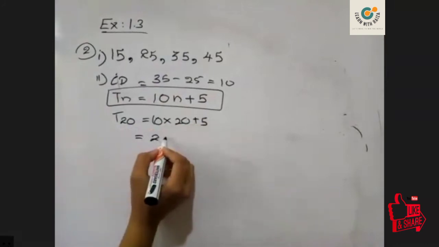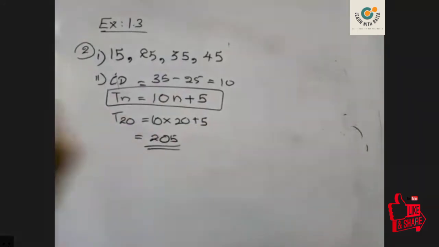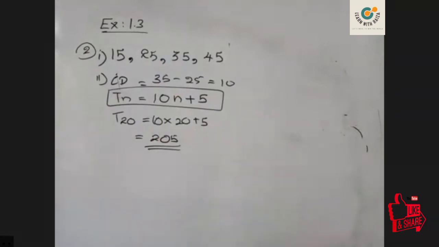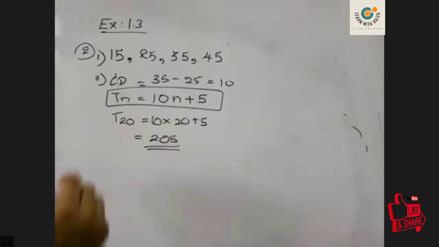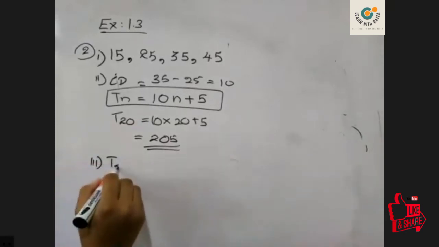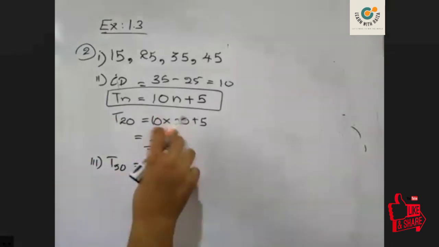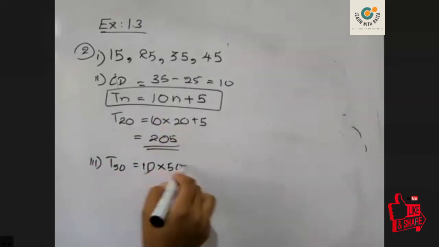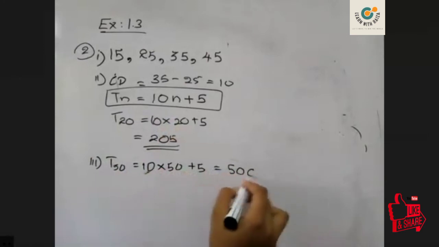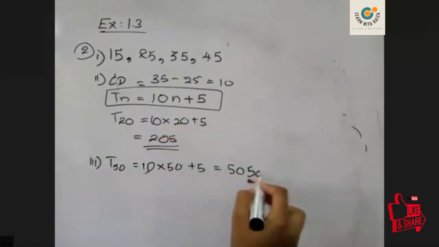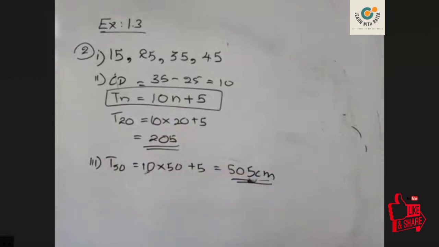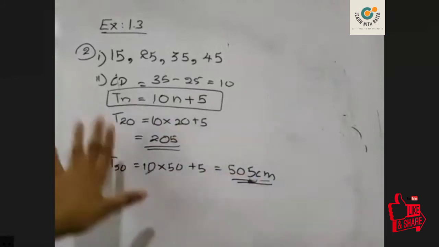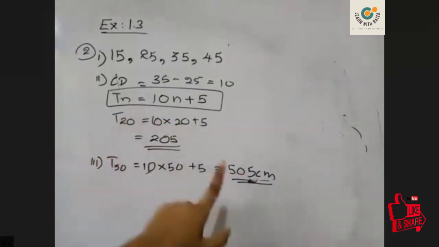You are getting 205. That is the length of the 20th piece. Show that a 5 meter long rod will not be sufficient to cut the 50th piece. 50th piece is how much? We'll find T50. Right? T50 is 10 times 50 plus 5, that is 505 centimeter.